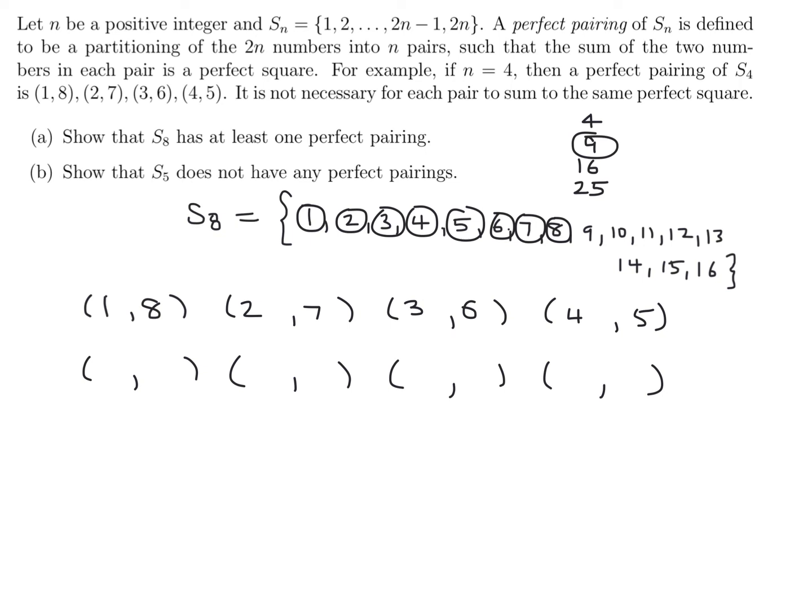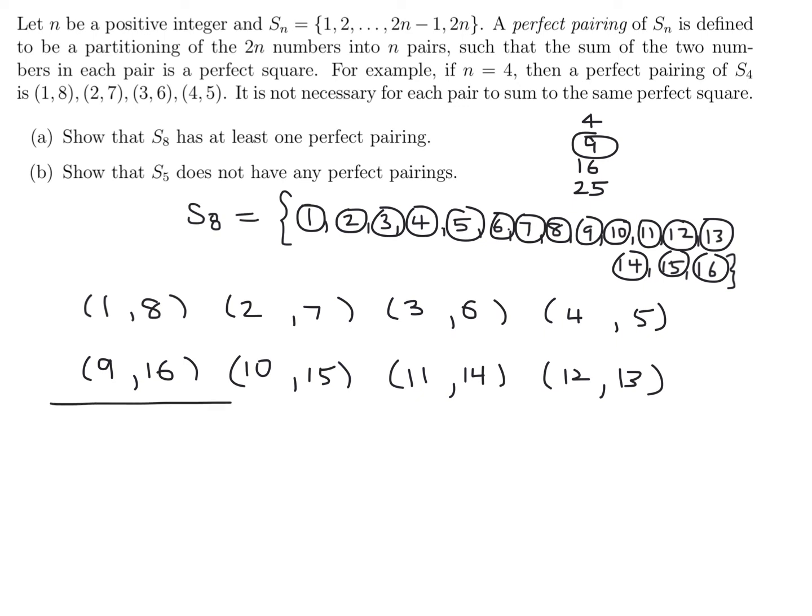And then the remaining numbers have to add up to a perfect square. So 9 and 16, that is 25. That's a perfect square. Yeah, I think I can do it. And then 10 and 15. And then 11 and 14. And then 12 and 13. Great. Okay, so this is one such example of a perfect pairing.